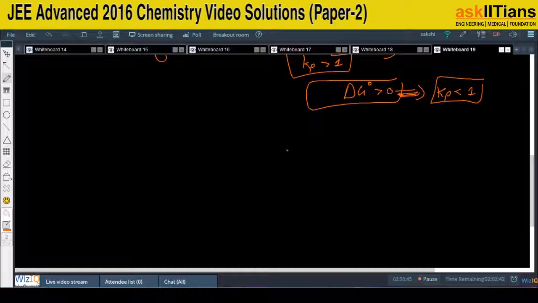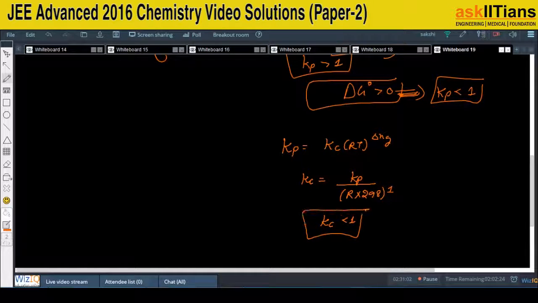Let's not forget about option D. Option D is Kp is equal to Kc into RT raised to the power delta Ng. So we can find Kc is equal to Kp divided by R into 298 raised to the power 1 only. So here also, if you solve it, you will get Kc is less than 1, and this is what has been given in option D.